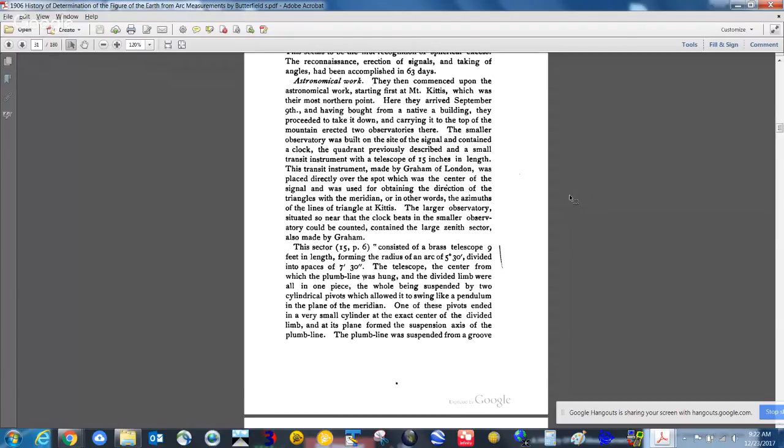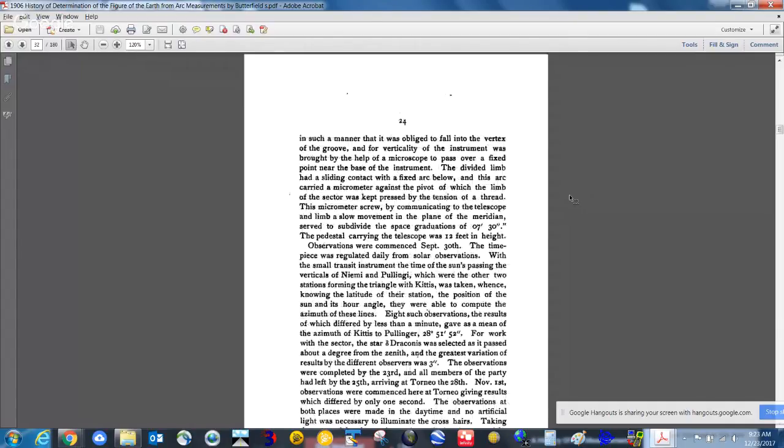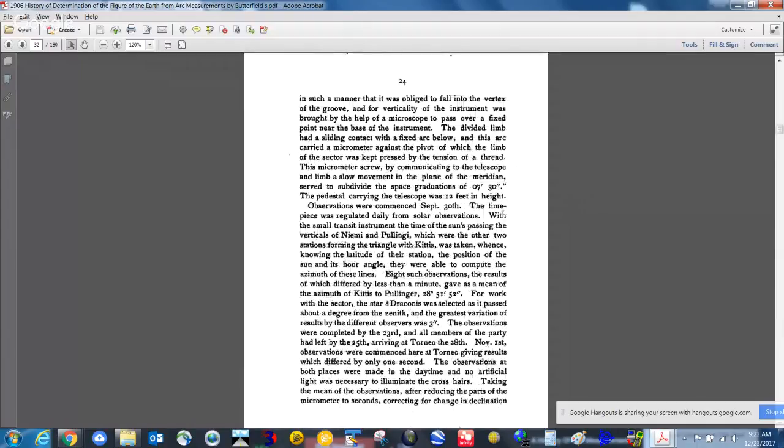Quote, consisted of a brass telescope 9 feet in length, forming the radius of an arc of 5 degrees, 30 minutes, divided into spaces of 7 minutes, 30 seconds. The telescope, the center from which the plumb line was hung, and the divided limb were all in one piece, the whole being suspended by two cylindrical pivots, which allowed it to swing like a pendulum in the plane of the meridian. One of these pivots ended in a very small cylinder at the exact center of the divided limb, and its plane formed the suspension axis of the plumb line. And so on and so forth. Observations were commenced, et cetera.